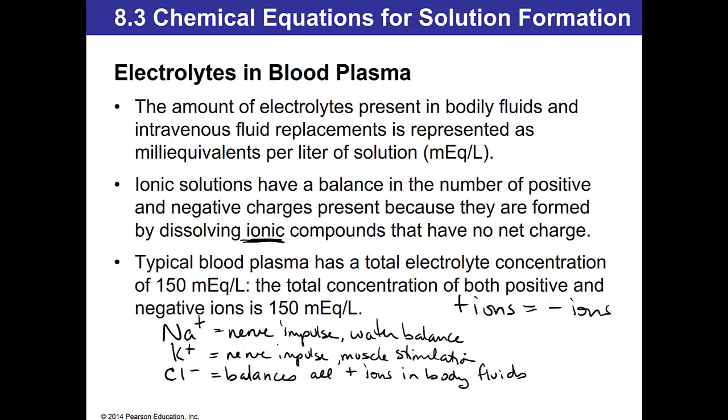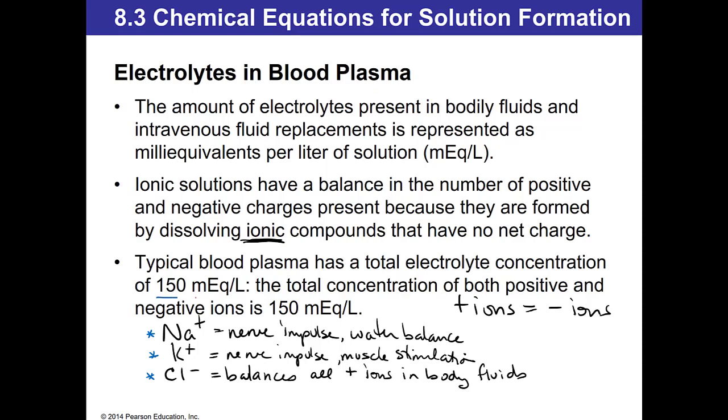Electrolytes are what you find in blood, and all it is just the ions. It's just the salts. So you have sodium ions, potassium ions, chloride ions. And we talked about these a little bit in ionic compounds. Sodium being really important in nerve impulses and water balancing. Potassium playing a role in nerve impulses as well, and muscle stimulation. Remember, that's when you eat bananas if you get a lot of leg cramps. Calcium balances all the positive ions.